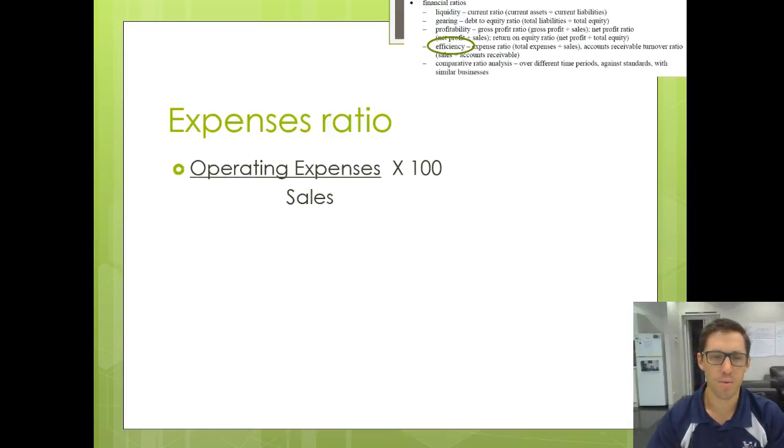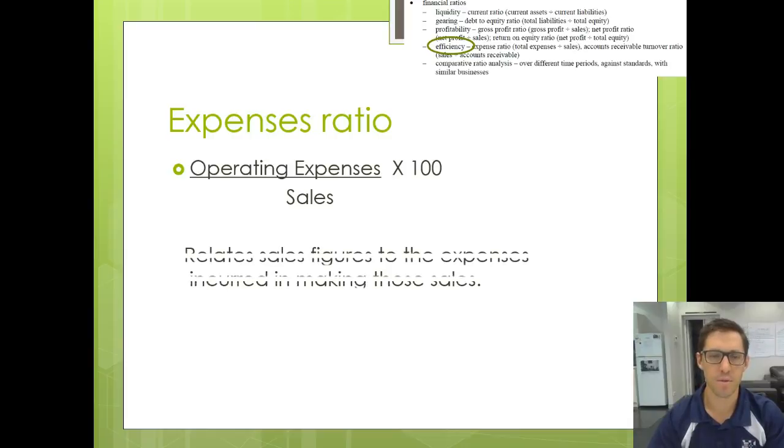So what's the expense ratio? Well, it's a measure of what percentage of sales are being taken up by expenses, or operating expenses, or all expenses of the business, divided by sales. And again, it's expressed as a percentage because it's times 100. It relates sales figures to the expenses incurred in making those sales.